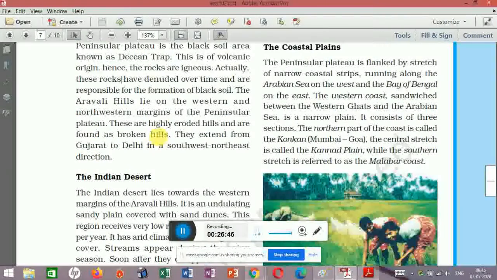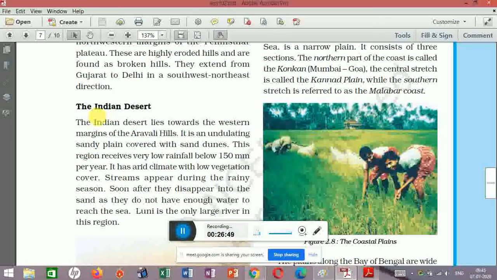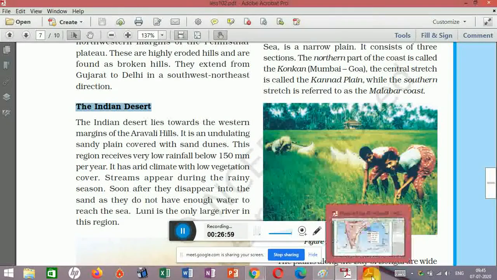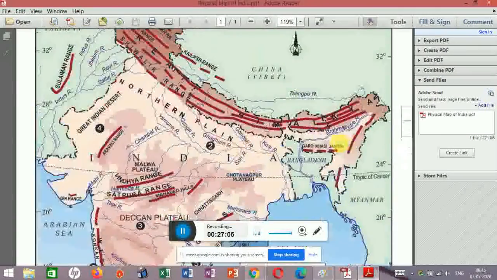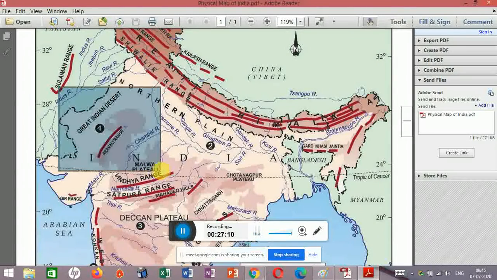The next important physical feature in India is the Indian desert. I think all of you know the location of Rajasthan, right? And the Indian desert, also known as the Thar desert, is in Rajasthan, here. See, the Indian desert is here, the great Indian desert. The Aravalli mountain range is also here.